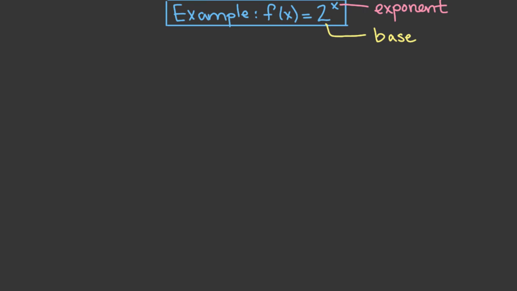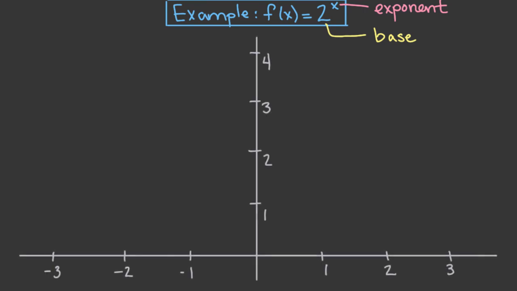To understand this function, I want to graph it. So let's plot some points. The first value I want to look at is f of 0. And at 0, that's 2 to the 0, so that is equal to 1. We're also going to look at f of 1, which is equal to 2 to the 1, which is 2. F of 2 is equal to 2 squared, which is 4.